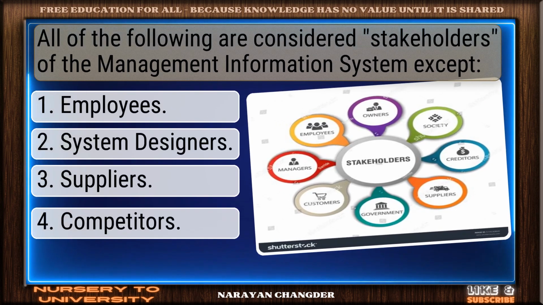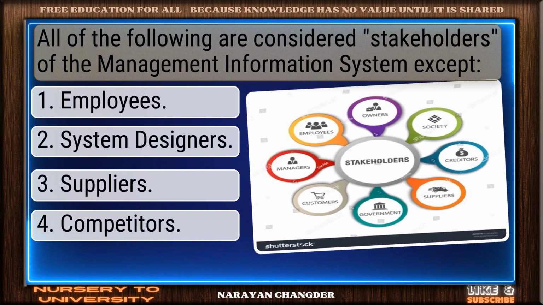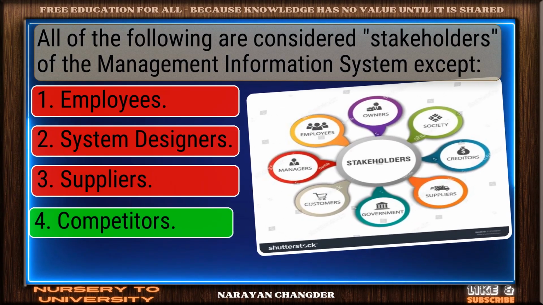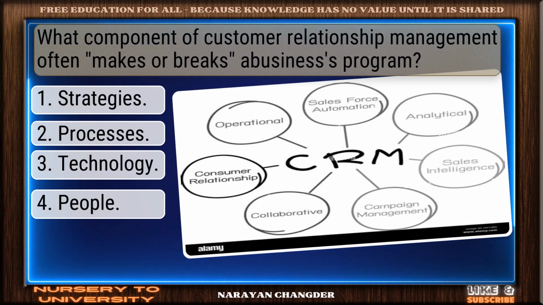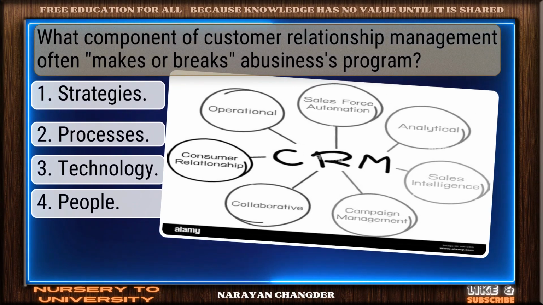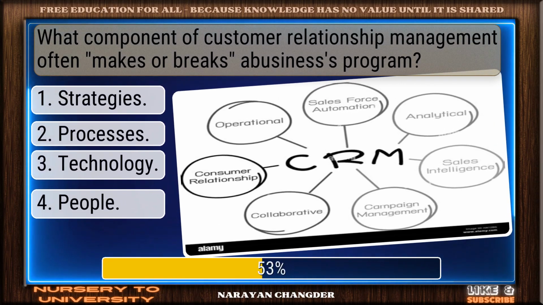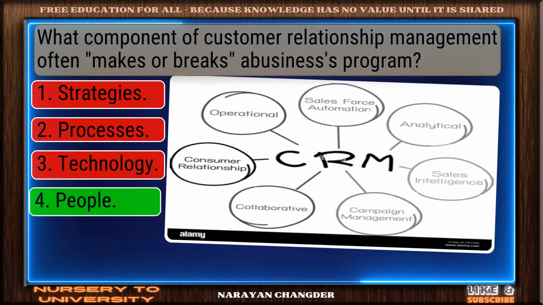All of the following are considered stakeholders of the management information system except. Correct. Competitors is spot on. What component of customer relationship management often makes or breaks a business's program? Well picked. People is correct.